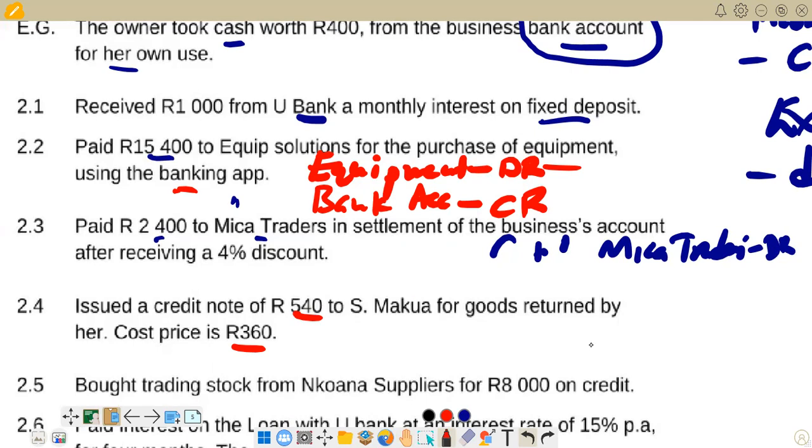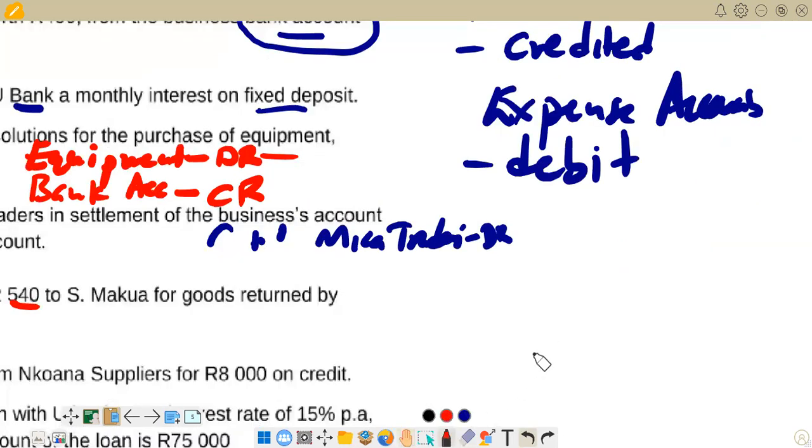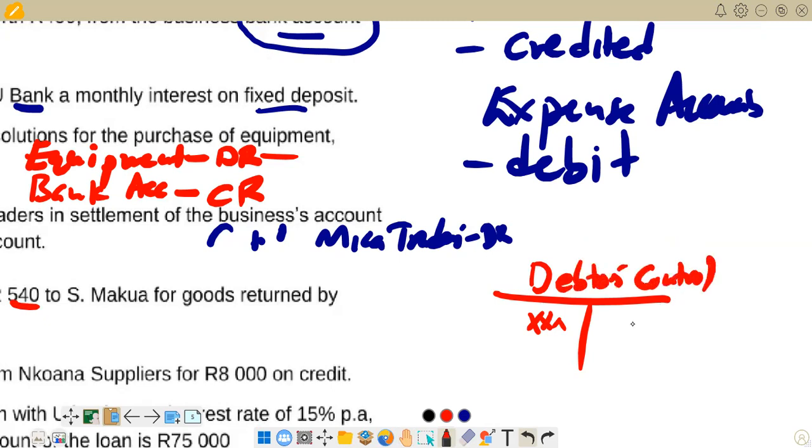We can present it in the form of a T account so that it becomes easier to understand. Initially when we sold these goods, we debited them in the debtors control. Now they are being returned. It means we go to the opposite side and enter the amount there to remove them as debtors, because these goods have been returned. So these people are no longer owing us money. So we are crediting the debtors control.